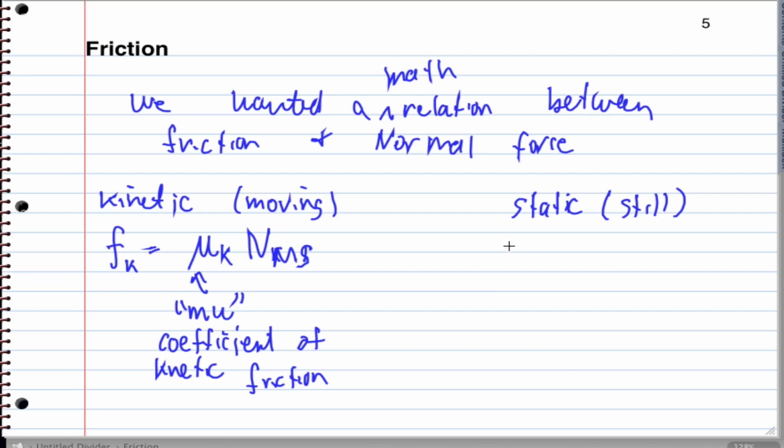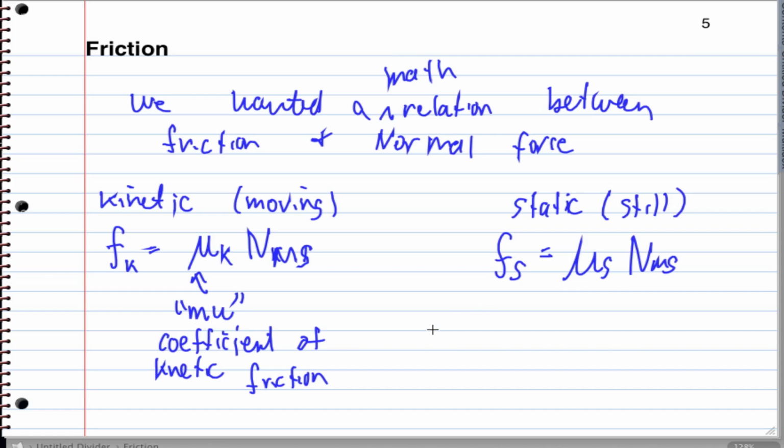And then for static friction, it's a different kind of friction. We have mu static times normal on the mass due to the surface. This is the friction that acts on an object as it's standing still. And this is the maximum possible value of that friction just before it starts moving.